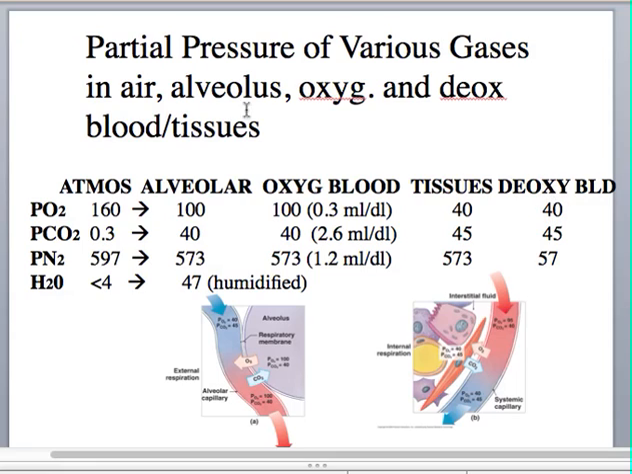Whereas for your PCO2, again, it is going to be a certain amount in the atmosphere, in your alveoli, in your oxygenated blood, in your tissues, and in your deoxygenated blood. We're going to look at these in a picture that will make a little bit more sense as we go along. So again, do not memorize this. Some of you might be interested in these values just to get a sense of what's happening, but don't get scared by it.